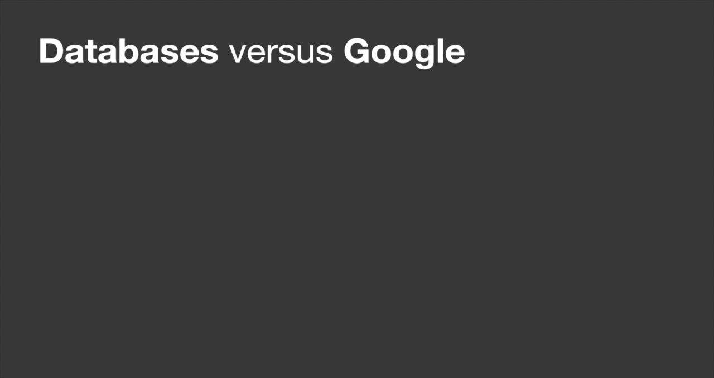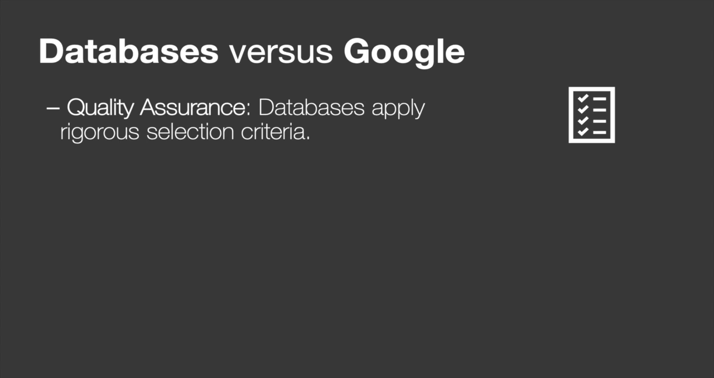So why would you use an academic database versus Google? Well, for a start, for quality assurance. Databases apply rigorous selection criteria. They don't just include everything, whereas Google is designed to index all the information out there on the internet, and some of it can be quite unreliable.